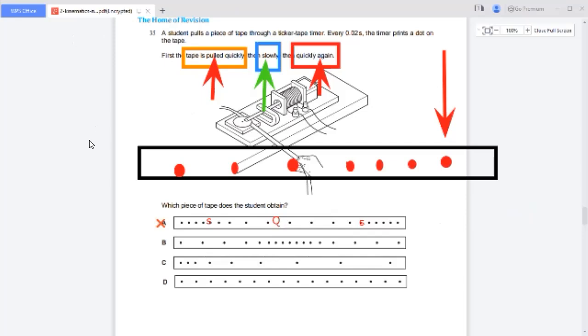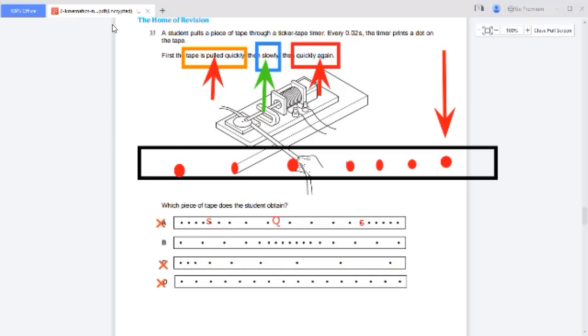So let's see D. In case of D, the dots are equally spaced from each other. It means the tape is passed through that machine with a constant speed. That's why it is incorrect. Look at this C. Initially it was slow, then its speed is increasing. You can see the distance between these is small, then large, getting larger and larger. So the distance between the dots is increasing, so that's also incorrect.